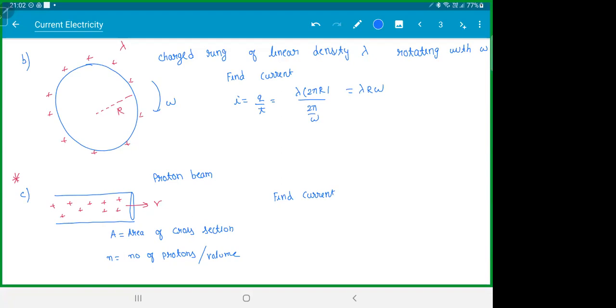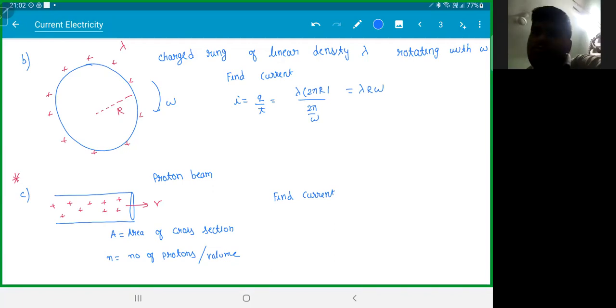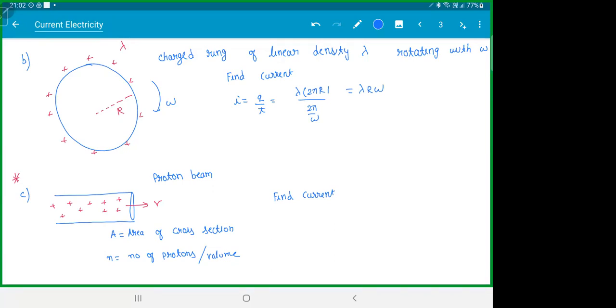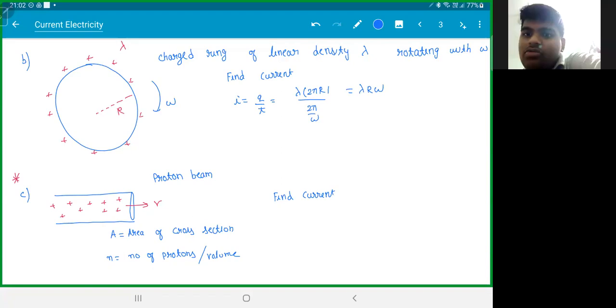I'll give you a minute. Everyone should give it a try. Sir, nA, and maybe into e. Shaurya, you'll have to take the charge also, right? Yes.